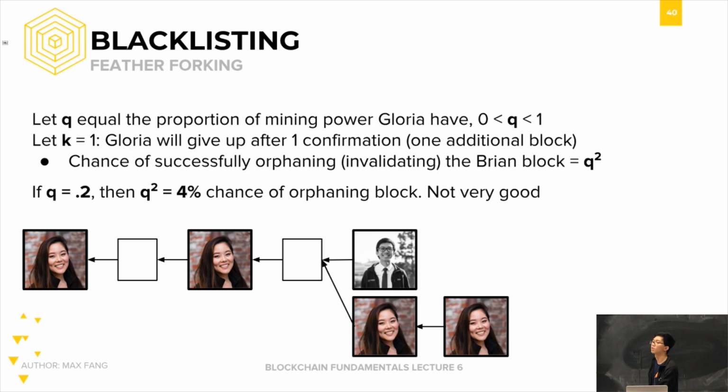So how does this actually work? There's a little bit of math behind it, but the idea is if we look at Q as our mining power in this network, let's say that's 0.2, the probability of getting another block on top of it will be Q squared, something like that. And let's say K is just 1 for this example, meaning that I'll give up after another block is found. So the chance of Gloria finding another block on top of her own is about 4%. So it's not a very good chance.